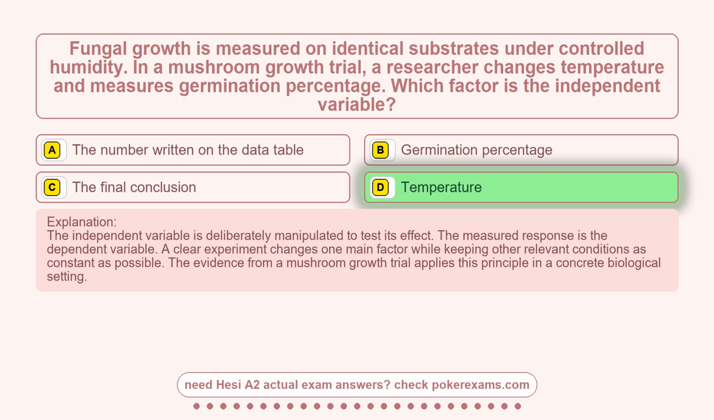The independent variable is deliberately manipulated to test its effect. The measured response is the dependent variable. A clear experiment changes one main factor while keeping other relevant conditions as constant as possible. The evidence from a mushroom growth trial applies this principle in a concrete biological setting.